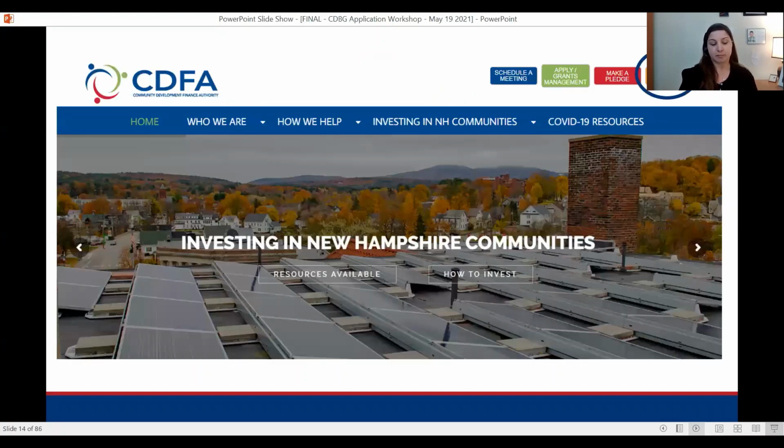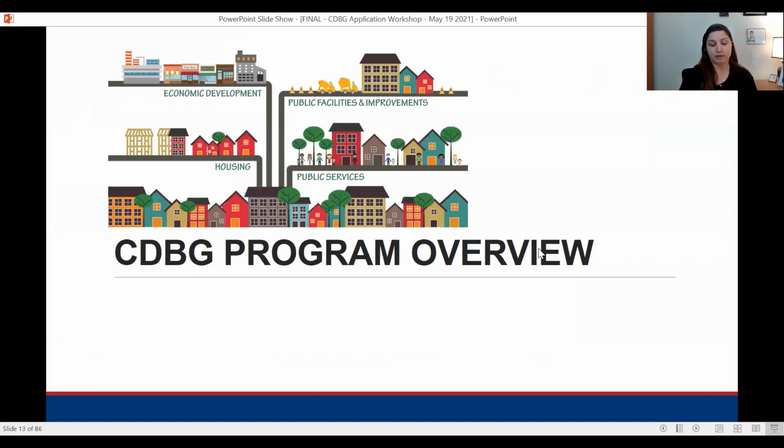So CDFA deploys approximately $9.4 million of Community Development Block Grant, or CDBG, funds from the Department of Housing and Urban Development to eligible municipalities to support the development of viable, sustainable, and equitable communities by expanding economic opportunities for persons of low and moderate income.